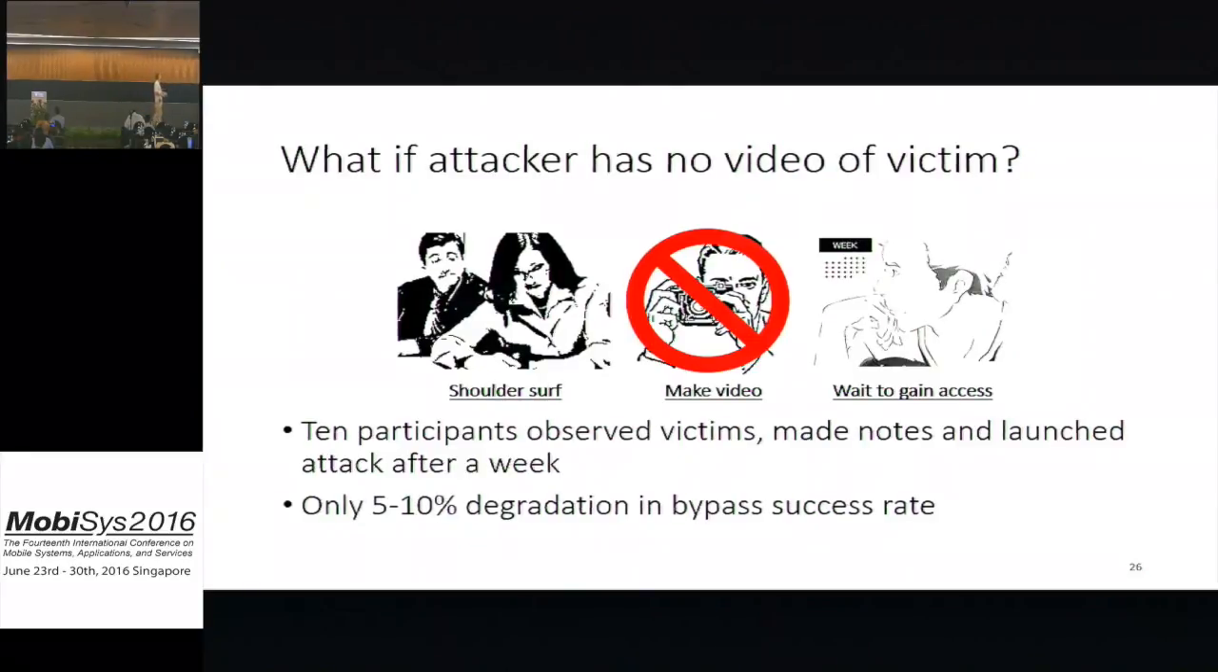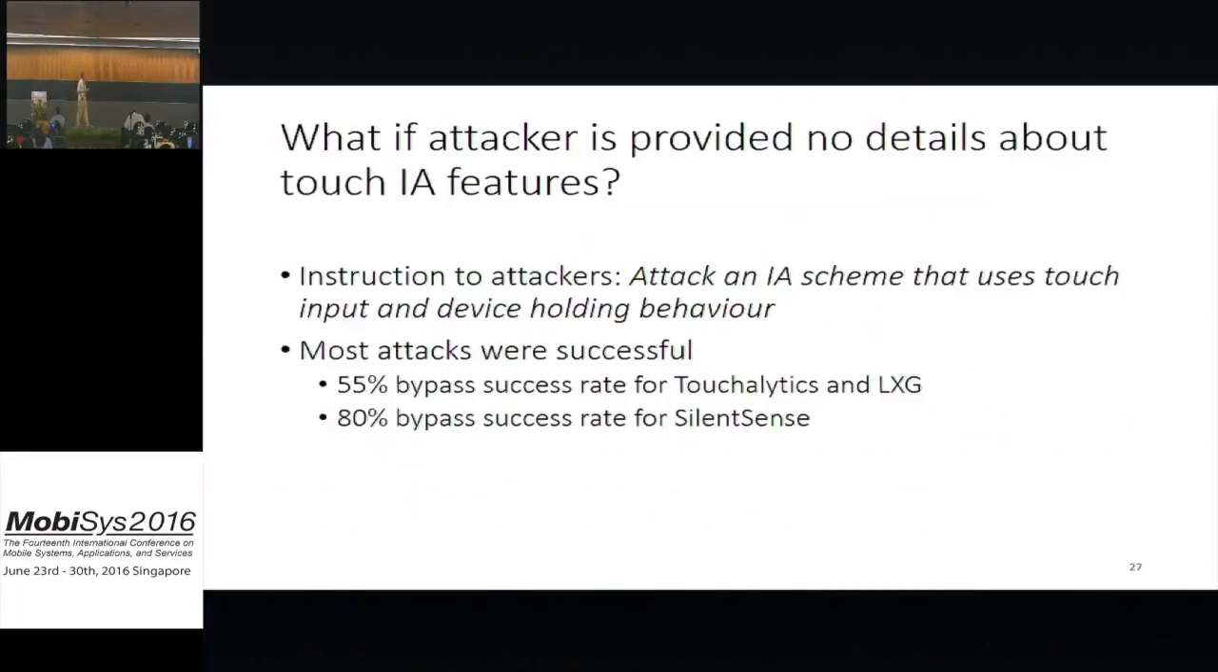So this is what we did. We showed the participants the video once, and we told them, hey, you can take notes. Then describe the swipe of the victim. And then after a week, we invited them back to the lab. They weren't allowed to watch the video. All they were allowed to do is read their notes. And then we determined the success rate. Non-surprisingly, the success rate goes down, but only by 5 to 10%. So no big deal. There are some other interesting results.